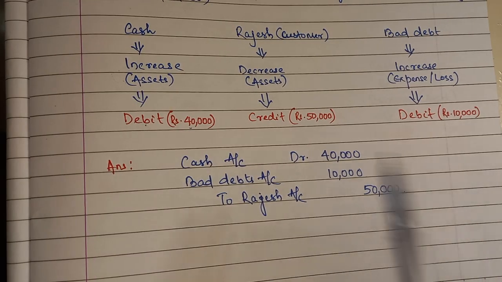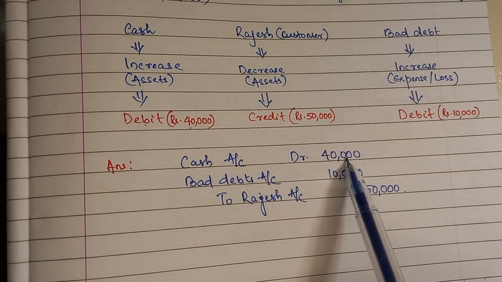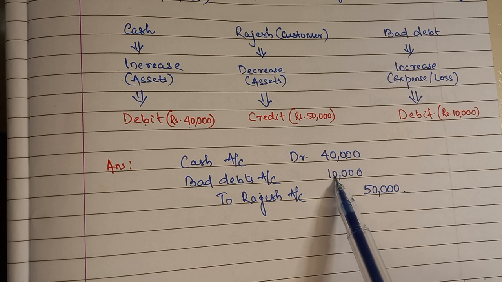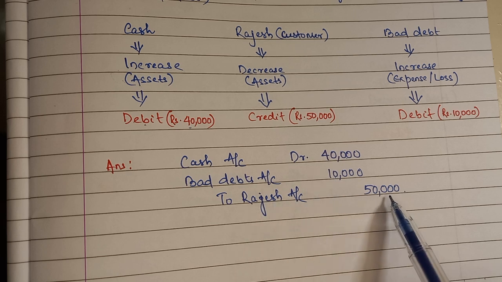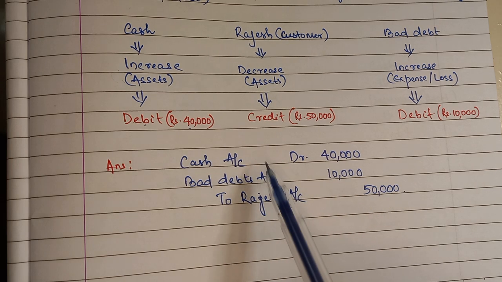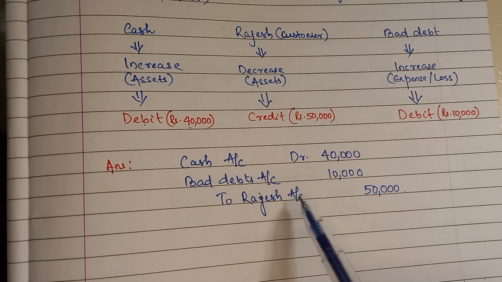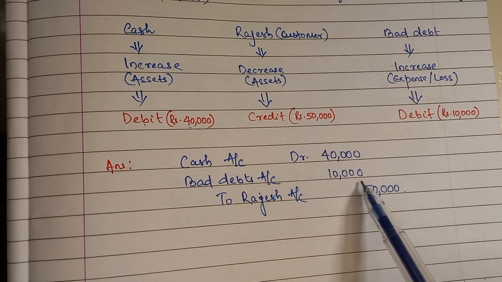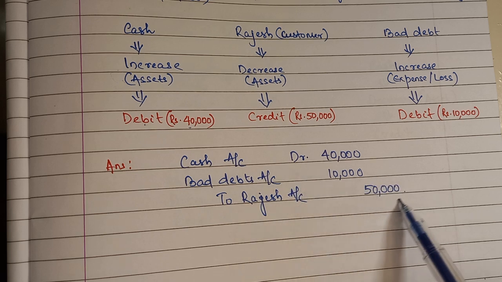So what is the entry we're going to post? Cash account debited 40,000, bad debt 10,000, to Rajesh 50,000. Cash because asset increased, bad debt because loss increased, and to Rajesh, asset decreased by 50,000 rupees, as the business is not going to recover any other amount from the customer.